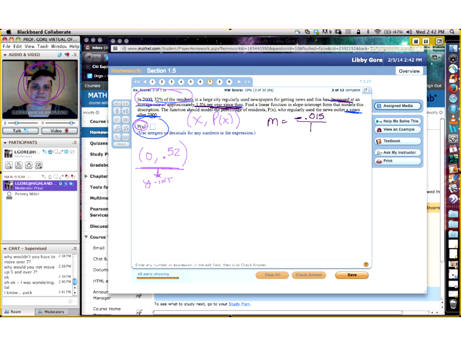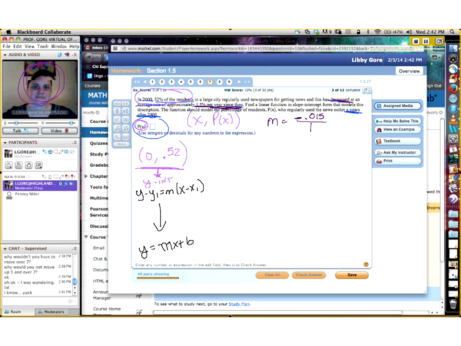To write the equation in slope-intercept form, I want to start with point-slope form. So I'm going to go from point-slope form, y minus y sub 1 equals m times x minus x sub 1, and I'm going to take it all the way down to slope-intercept, y equals mx plus b. In regards to my problem, this would look like this.